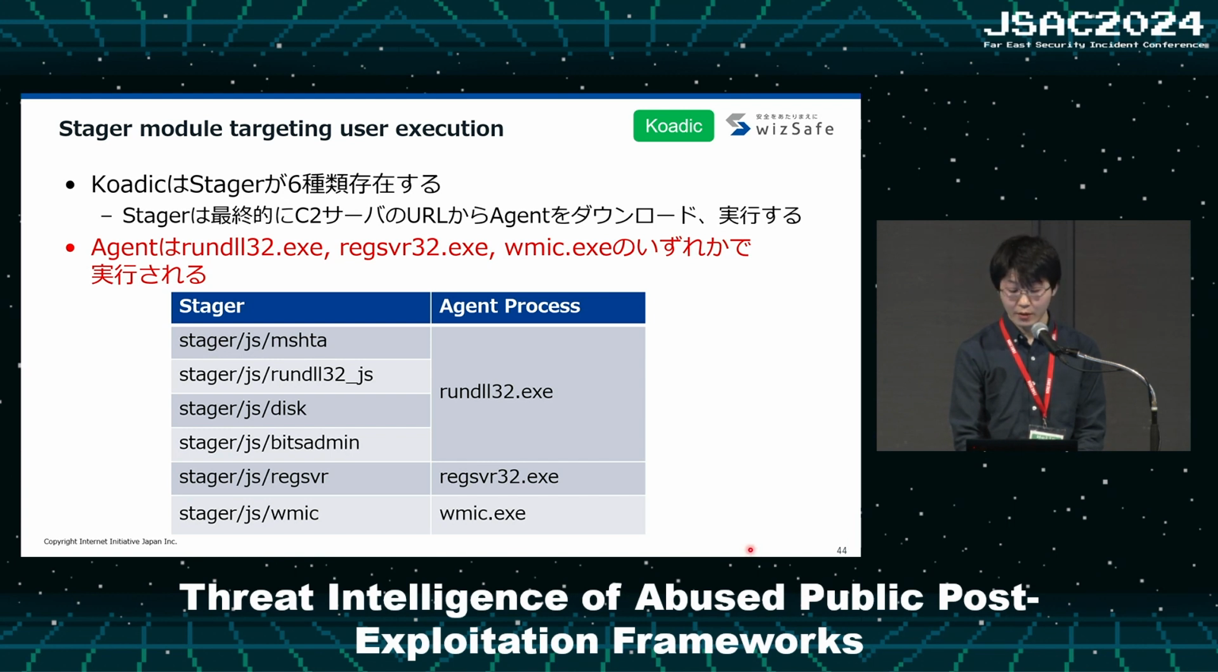Here, let's look at the behavior of Covenant. In Covenant, it has 6 stages. From the C2 server, the agent is downloaded and executed. So it's a spec of Covenant. The agent process is rundll32, regsvr32, or WMIC. So it's either one of the 3, stager and agent, and the processes are put together in this table. When you look at this table, rundll32 is often used.